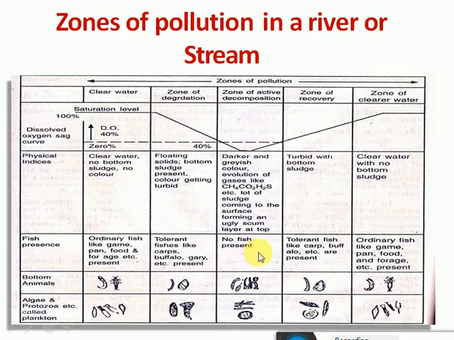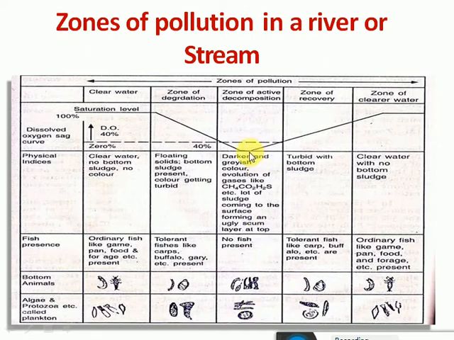There won't be any fishes present because the oxygen level drops to almost nil or zero, as the active decomposition takes place utilizing more and more oxygen in this zone. Some bottom dwelling animals may be present, and some algae and protozoa and some small aquatic floating plants like phytoplankton may be present.